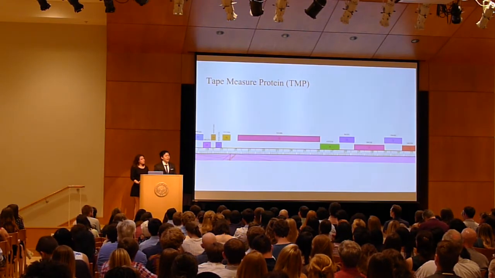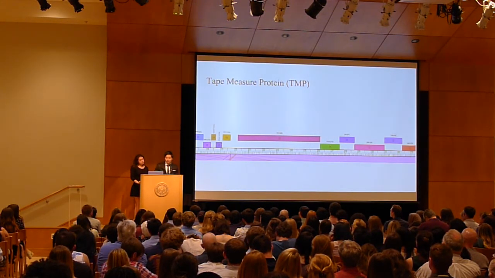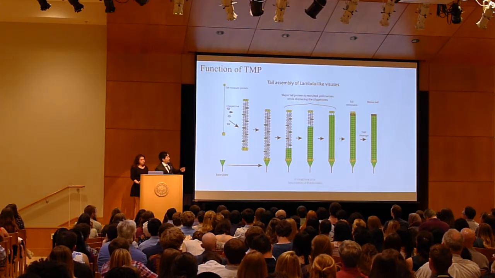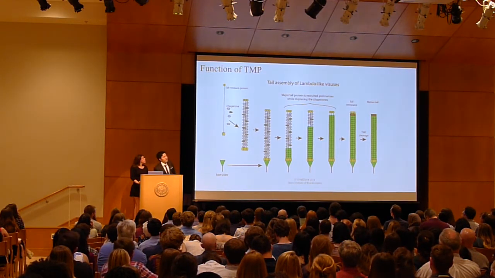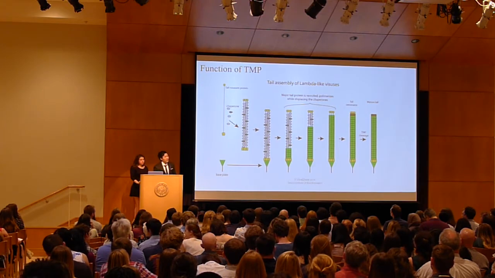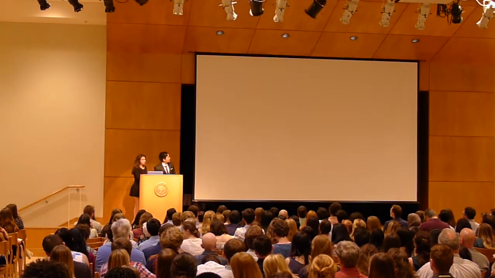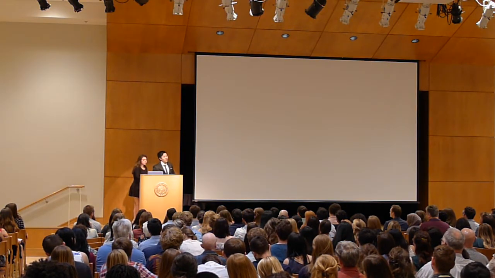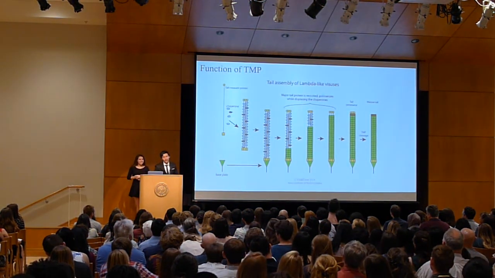But why are we looking at tape measure protein? Tape measure protein assembles the tail, as shown in this picture. Those 2 yellow dots represent the length of the tape measure protein, and as you can see on the right-hand side of this picture, the length of the tape measure protein will finally determine the length of the tail.